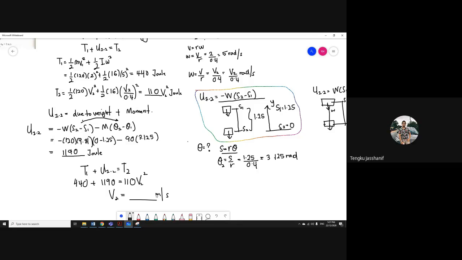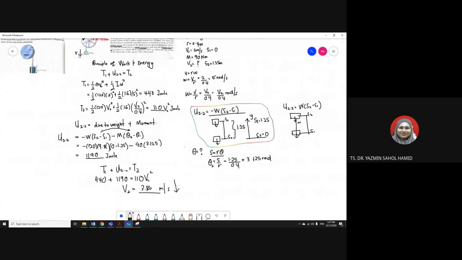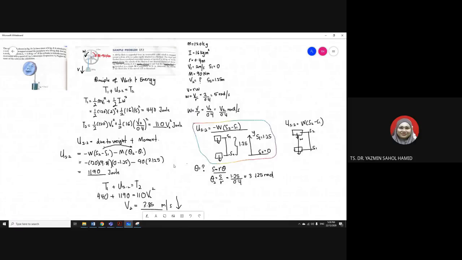Okay, what is your answer? 3.85. Now what is the direction of the velocity? Is it going up or down? It's going down, right? Because you get your answer positive, you know the assumption for the direction of the velocity, going down, is correct. In case you get negative, the direction has changed.